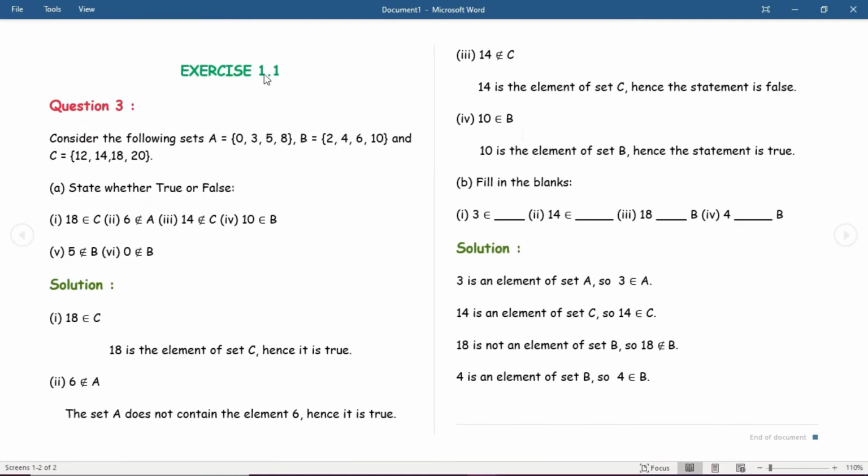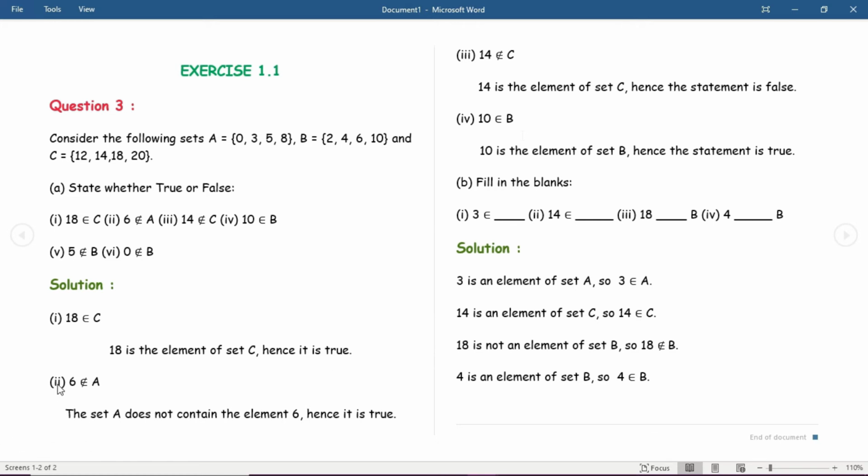Exercise 1.1, question number 3. Consider the following sets. Set A equal to {0, 3, 5, 8}. Set B equal to {2, 4, 6, 10}. And set C equal to {12, 14, 18, 20}. First, state whether true or false. First one, 18 is an element of set C. So see here, this 18 is in the set C. So therefore, 18 is an element of set C, hence it is true.